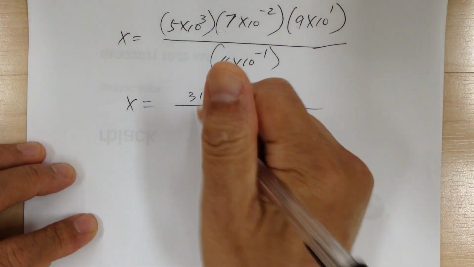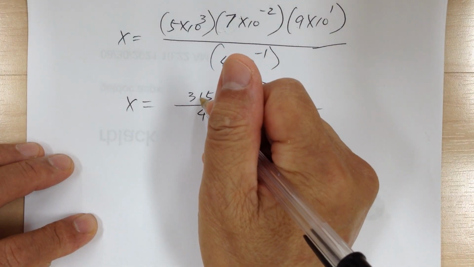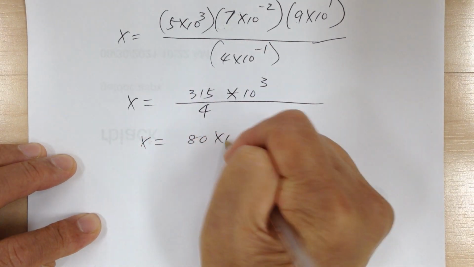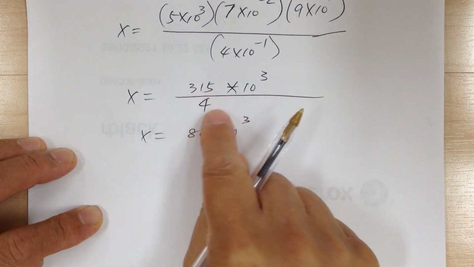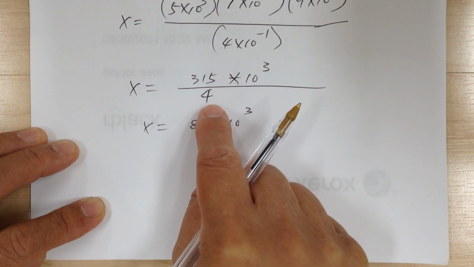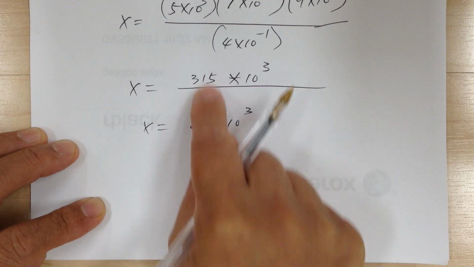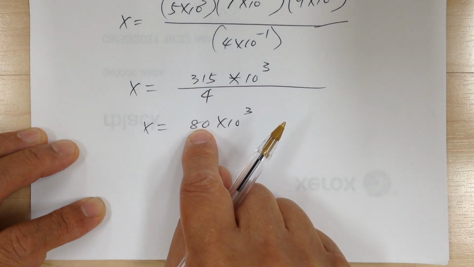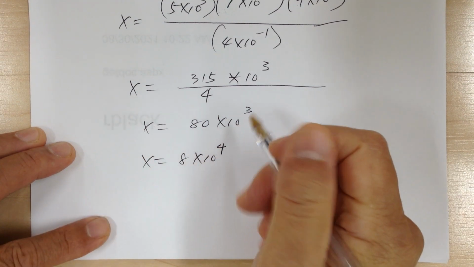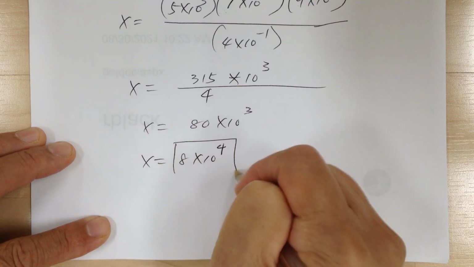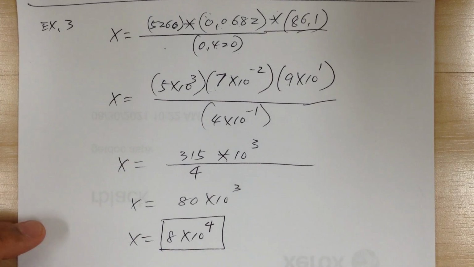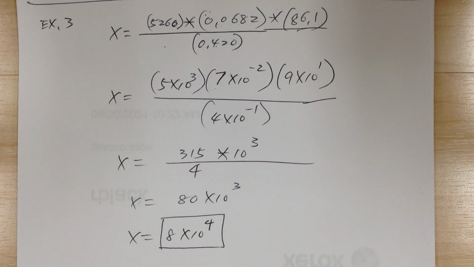And then from here you can approximate. When you divide 315 by 4, it's about 80. So it's about 80 times 10 to the 3. Again, one digit, as close as you can. 320 will give you 80. So you're just going to divide and round it off to one significant digit, and so this will equal 8 times 10 to the 4. So this is how you do the estimate without a calculator. Now, if you use a calculator, you can go and work it out.